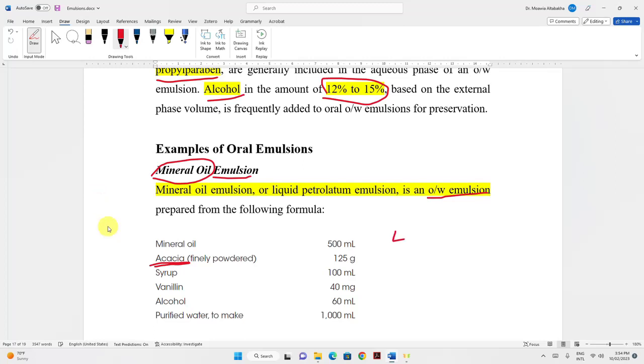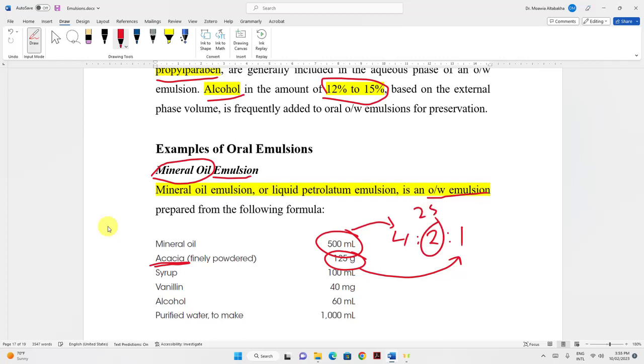First they will start by preparing the primary emulsion. They will take all of the oil, this is 500, and they will take the emulsifying agent first. Oil and emulsifying agent. You will notice that the oil is 4 times the emulsifying agent. Okay, so they will mix them together, and after that they will need to add water.